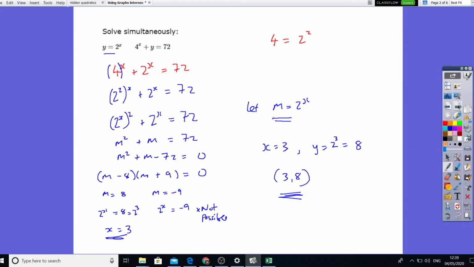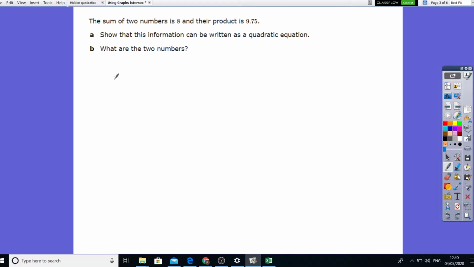Okay, let's look at some more. Now the sum of two numbers is 8, and the product, which is multiplying, is 9.75. Show that this information can be written as a quadratic equation. And what are the two numbers?